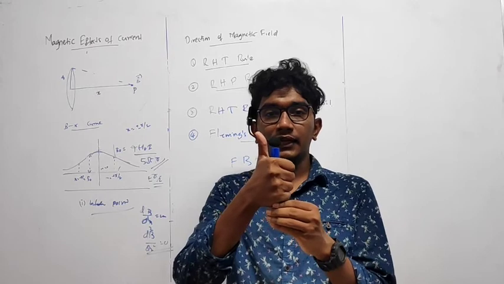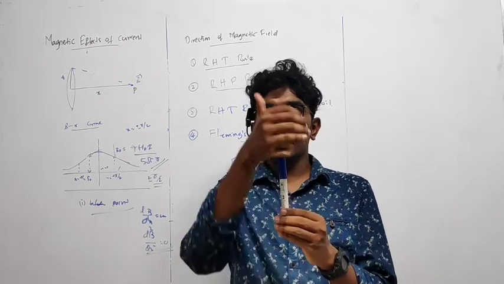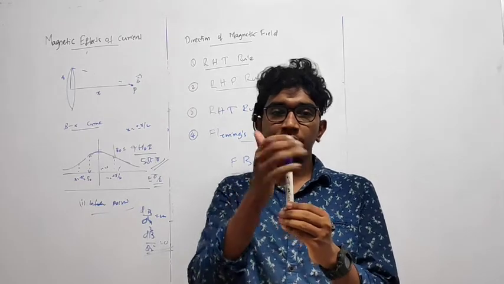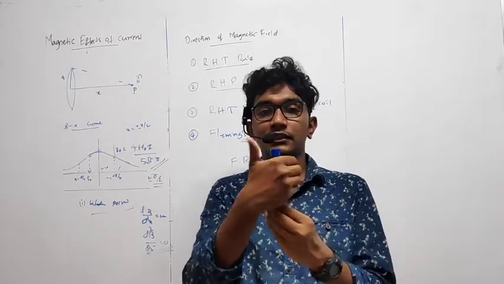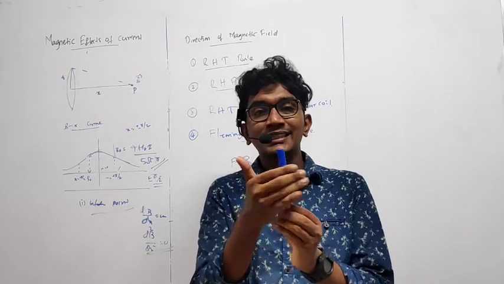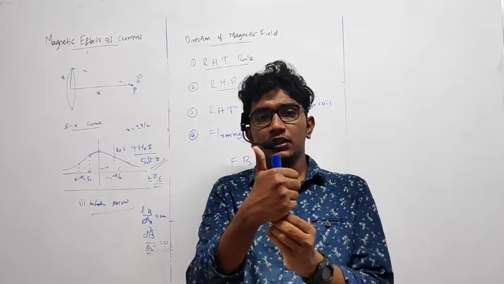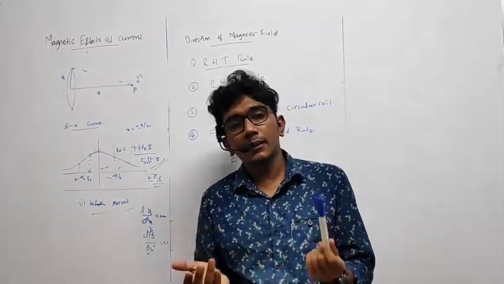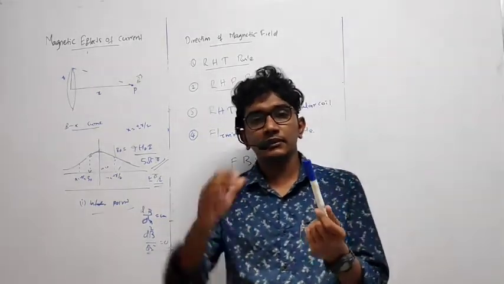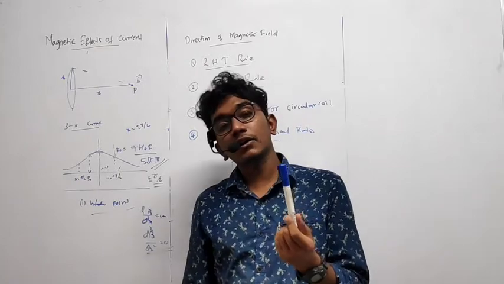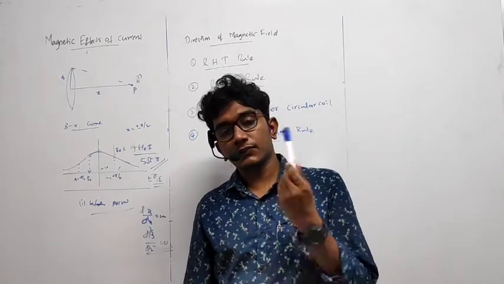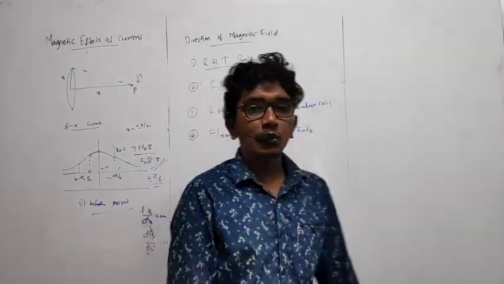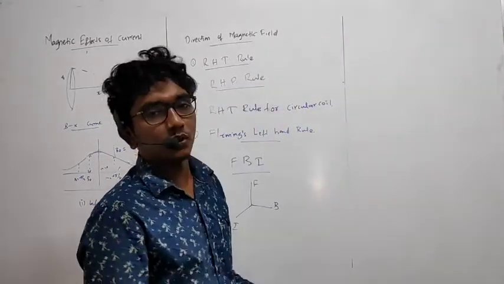and keep it like this. We know that the current direction is up, so the thumb shows the current direction, and the magnetic field will be in this direction. Practically, you would think, what is the significance of this? The direction is just like this, right? But how does it change when the direction of current changes? I will explain that. First of all, you have to know the right hand thumb rule. And the right hand palm rule and the right hand thumb rule for a circular coil are both the same.